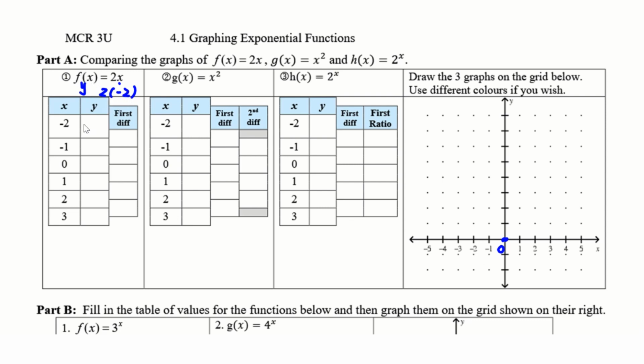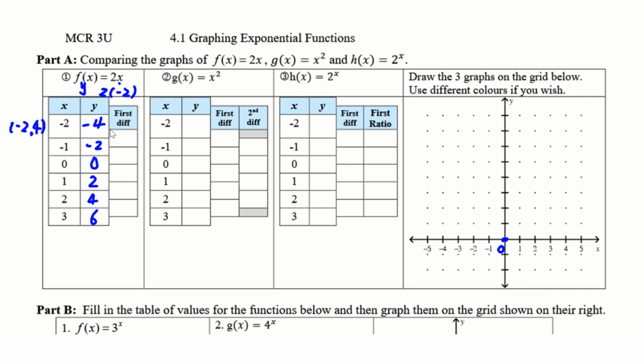So 2 times -2 gives you -4. 2 times -1 is -2. 2 times 0 is 0. 2 times 1 is 2. 2 times 2 is 4. 2 times 3 gives you 6. So each x and y gives you one point on the graph. This is what we call a table of values.